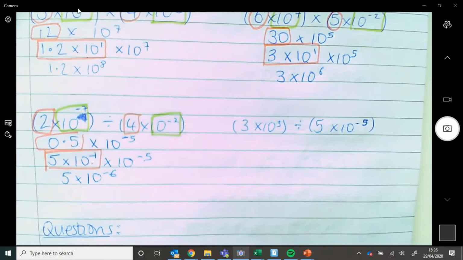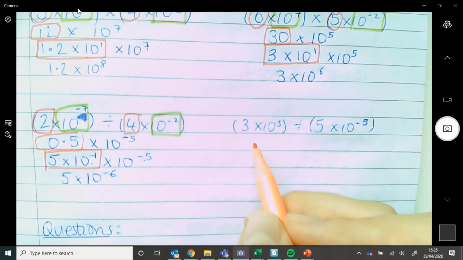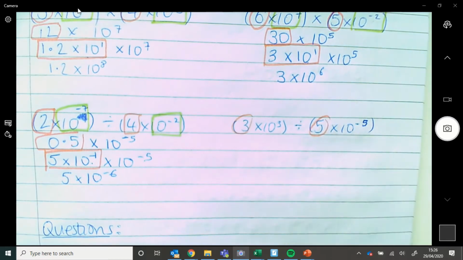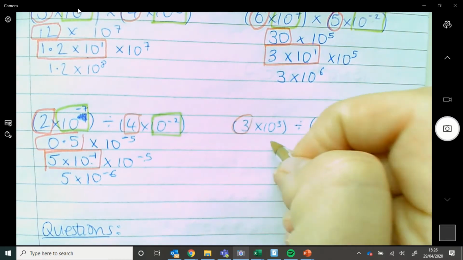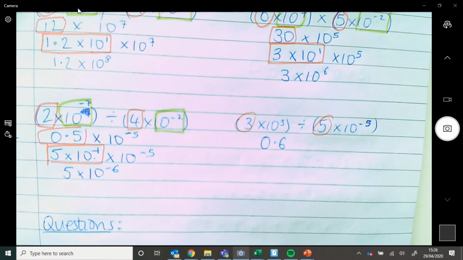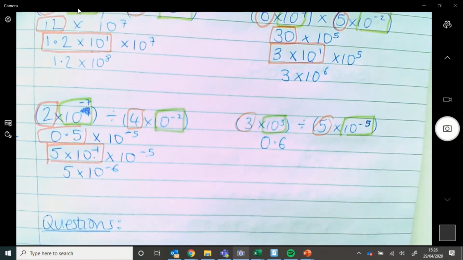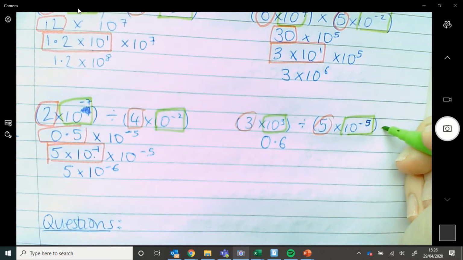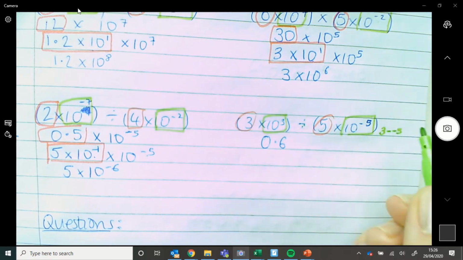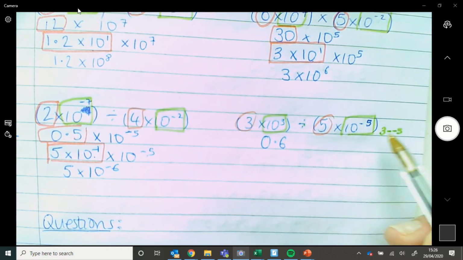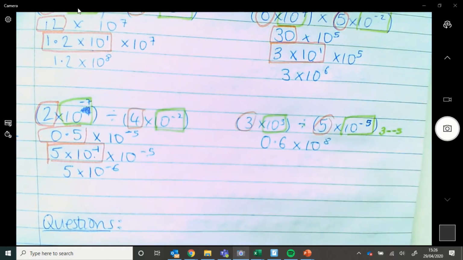Okay, second example on the right hand side of dividing. First thing I need to think about is what happens if I do 3 divided by 5. 3/5 is the same as 0.6. I've then got 10 to the power of 3 divided by 10 to the power of negative 5. Again, I'll write that out. 3 subtract negative 5. If I'm dividing powers, I subtract the numbers. 3 subtract negative 5 is positive 8. 0.6 times 10 to the power of 8.